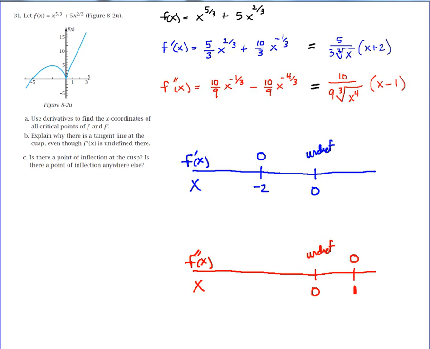Let's put those on our number line graphs. So let's work with this blue equation up here first, and note a couple of things. When x is more than 0, we'll have a positive something multiplied by a positive something. So these will be positive first derivatives. When x is between negative 2 and 0, the second factor will be negative, and the first factor will also be negative.